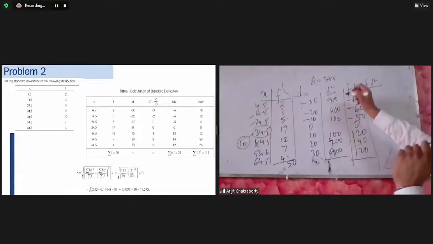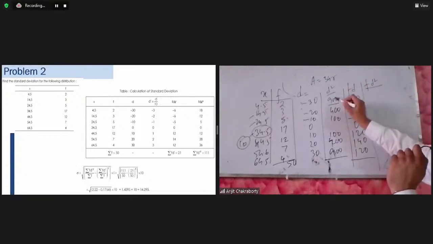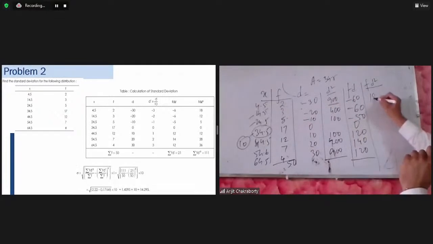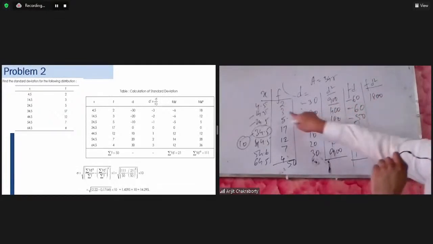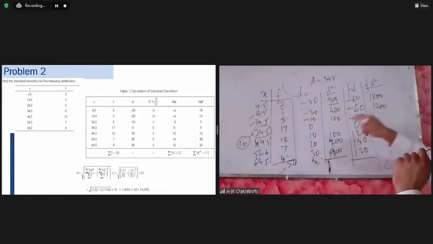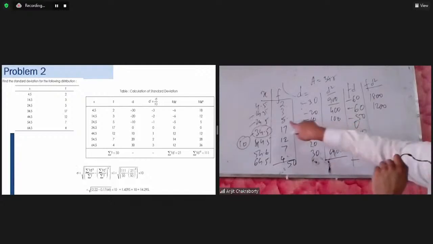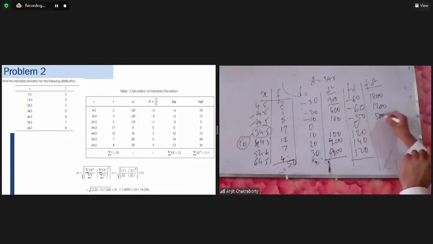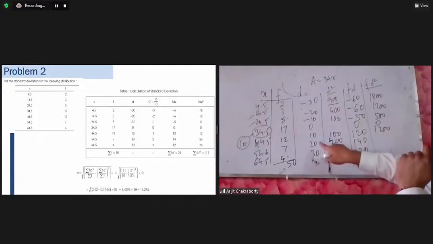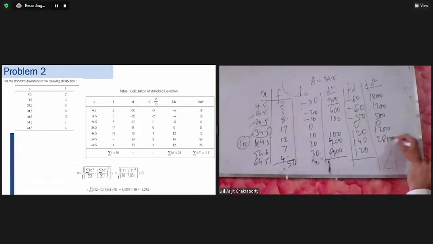So here D square is how much? D square is 900. So 900 into 2, 1800. 400 into 3 is 1200. 100 into 5, 500. 100 into 12 is 1200. This becomes 0 again. 400 into 7 is 2800. 900 into 4 is 3600. So we are dealing with bigger numbers.